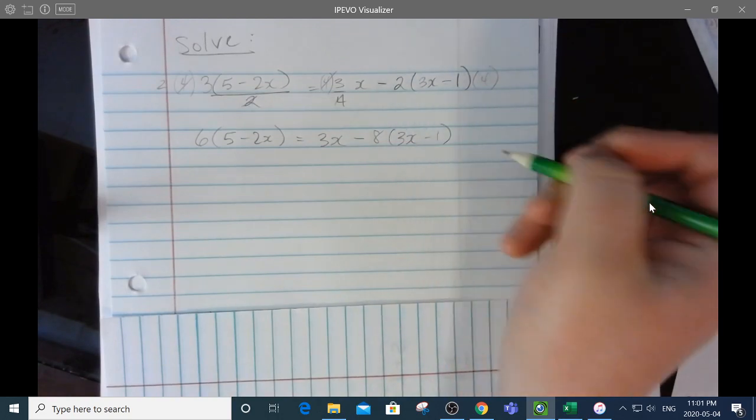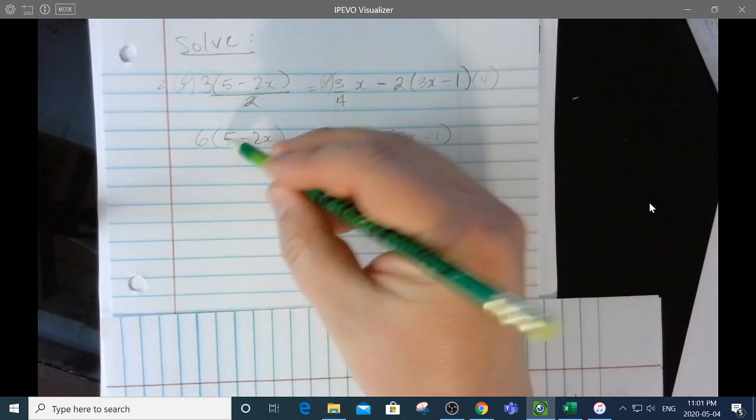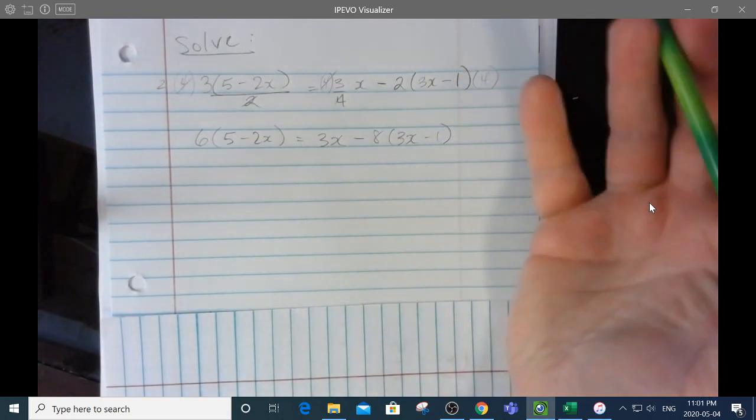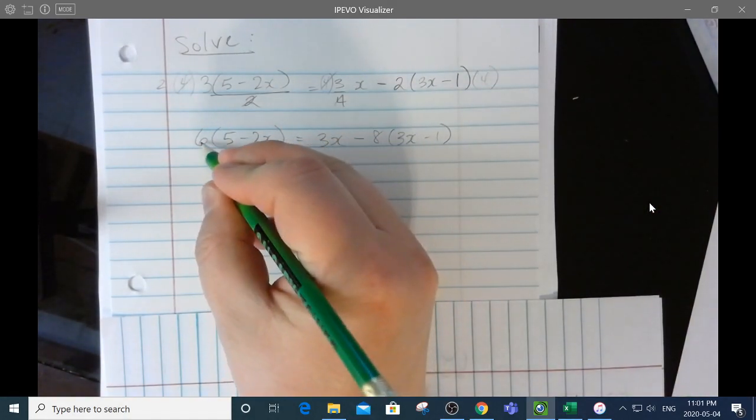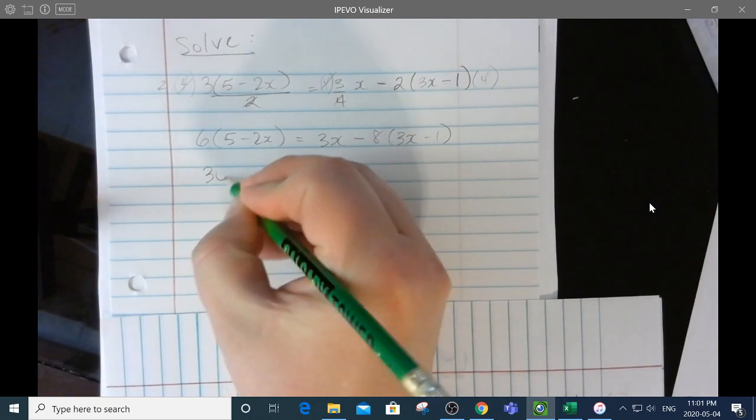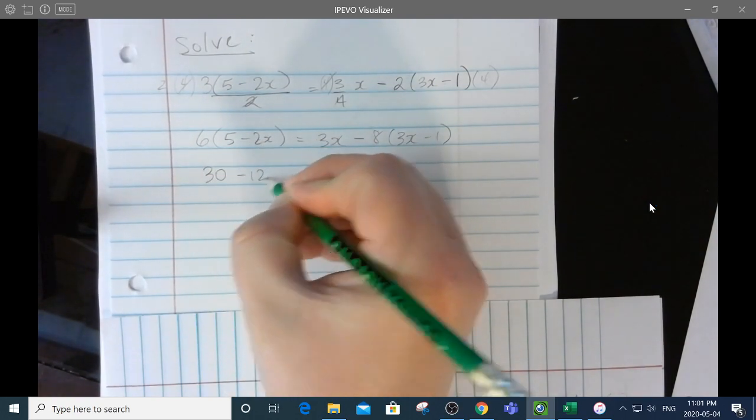Right? BEDMAS says do what's in the brackets first, but I don't know what x is, so I certainly can't take it away from 5 and get a number. So I have a way around that. I can distribute out the brackets. So 6 times 5 is 30. 6 times negative 2x is negative 12x.